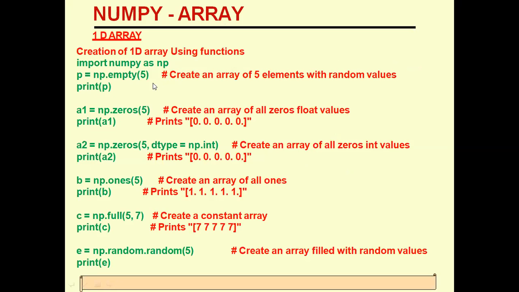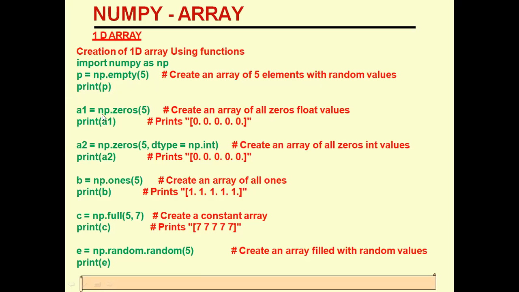See here, a 1D array example. Here import numpy as np. What is np here? np is a user defined name for numpy. Any name works, but because it is numpy, that's why I am using np. p equal, what is p here? It is a variable name, equal np dot empty. It creates an array of 5 elements with random values. So print p.